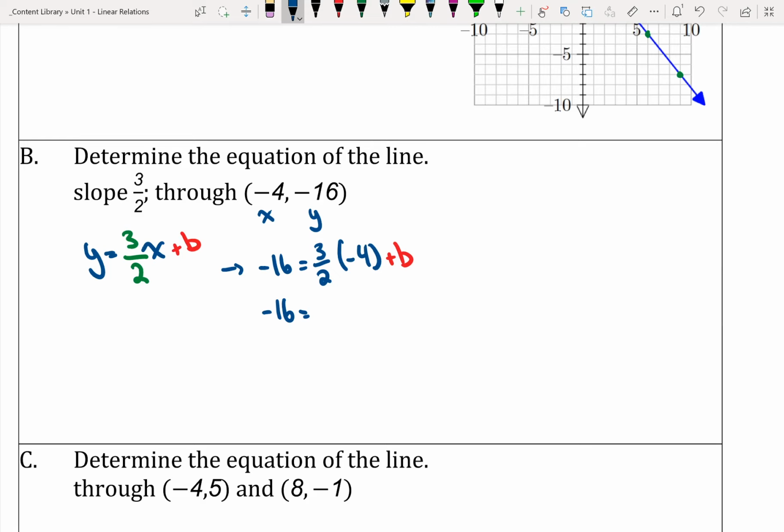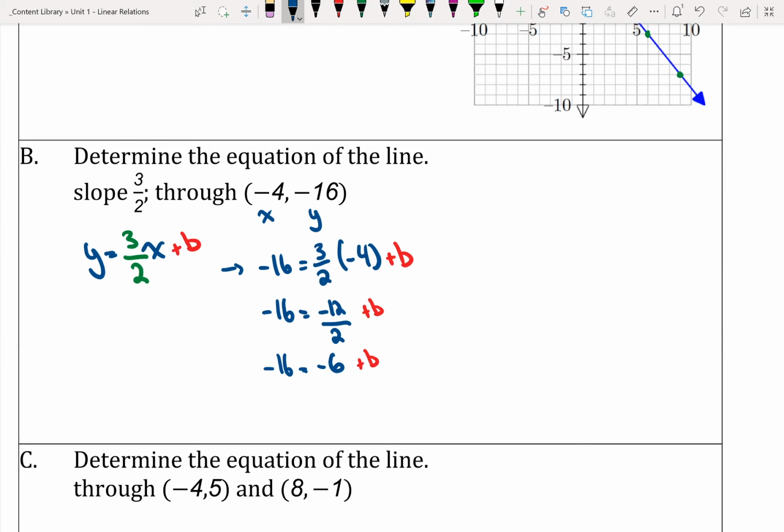So here I'm multiplying a fraction. So I'm going to multiply straight across. So 3 times negative 4 is negative 12 over 2. And then plus b, which is still the same. I can simplify a little bit more. Negative 16 equals negative 6 because the negative 12 divided by 2, and still plus b.